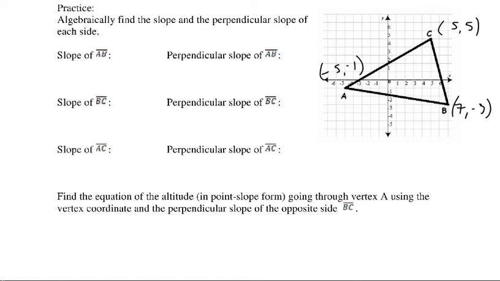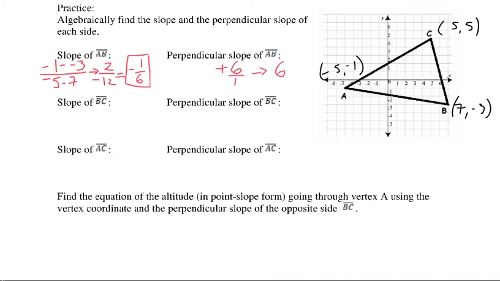So now I want you to find the slope of side BC, and then find the perpendicular slope of side BC, and then find the slope of AC, and do the same thing for the perpendicular slope, and then push play when you're ready to check your answer.